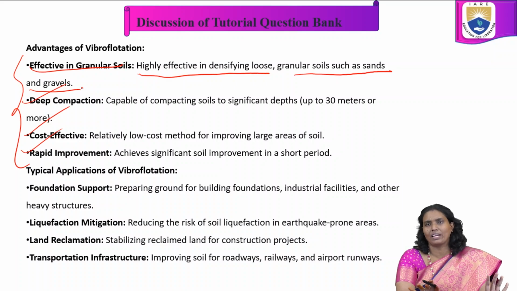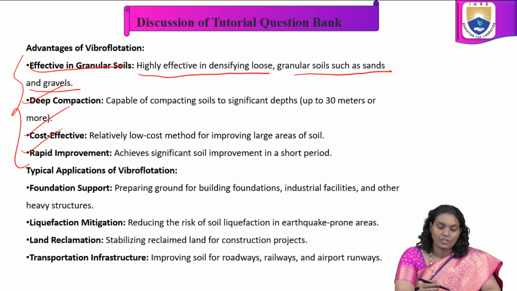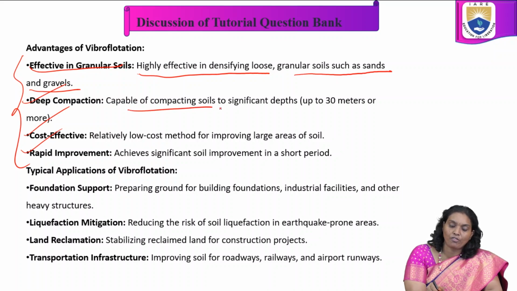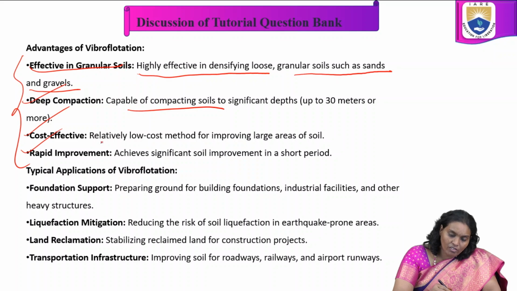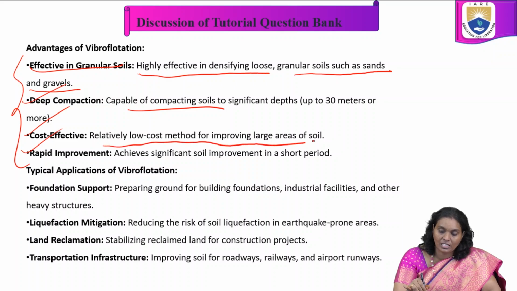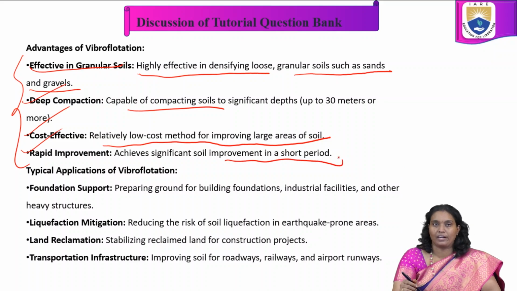Like that we have to mention whichever kind, it is suitable for which type. Deep compaction, capable of compacting soils to significant depths. Relatively low cost method for improving large areas of soil, and also it achieves significant soil improvement in a short period.